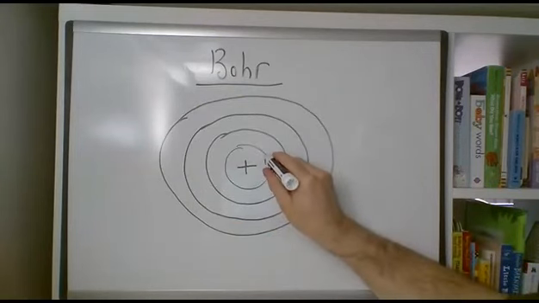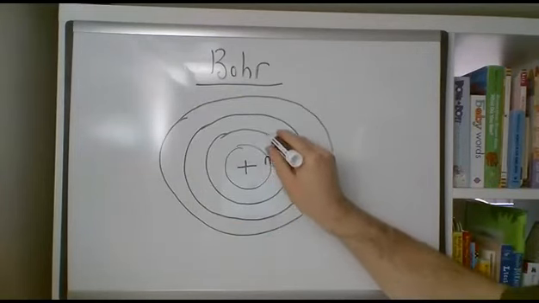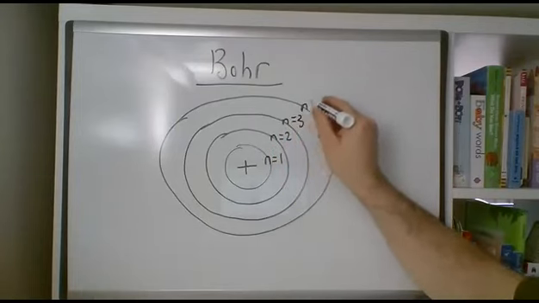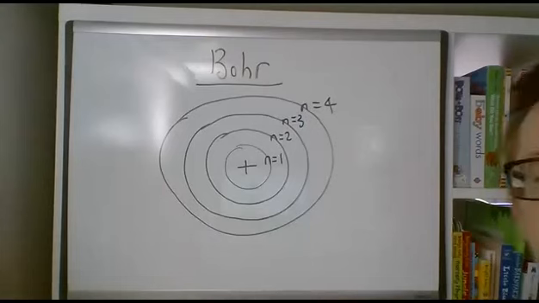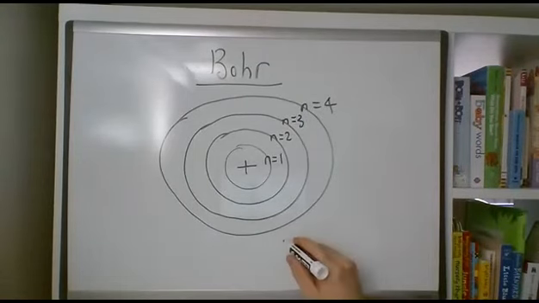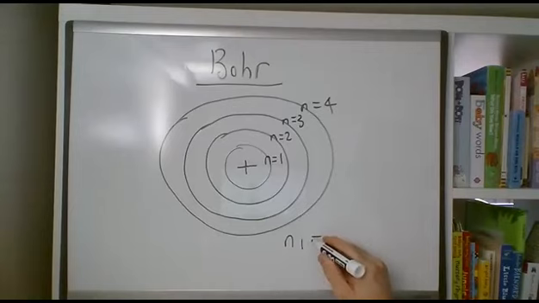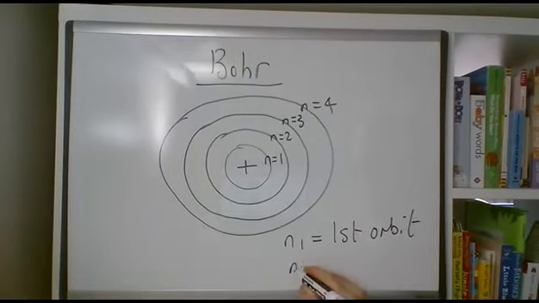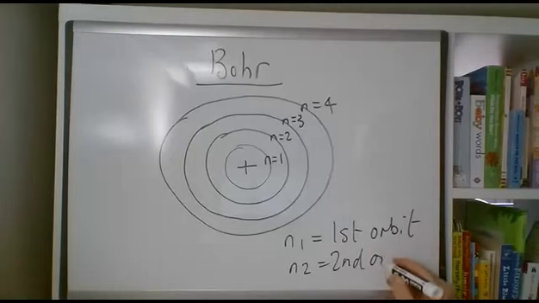So let's call this the first orbit, n equals 1, n equals 2, n equals 3, n equals 4. So n1 equals the first orbit, n2 is the second orbit, etc.